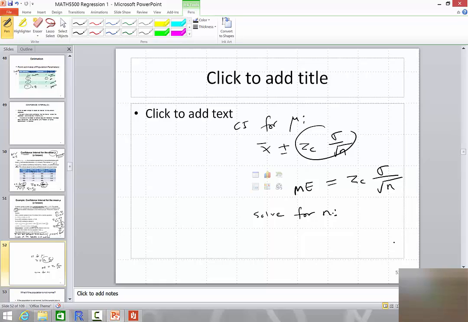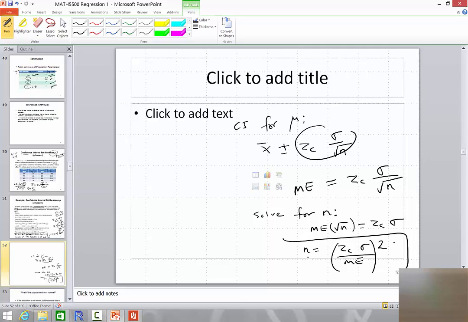If you solve this equation for n, multiply by the square root of n. Marginal error times square root of n is equal to Z critical times sigma. And then if you solve this equation, that gives you n is equal to Z critical sigma divided by marginal error, squared. This is the formula used for finding the sample size. In your homework number 2, there is one problem where you need to find the sample size, I guess. To find the sample size, you need to use this formula, Z critical sigma divided by E, squared.